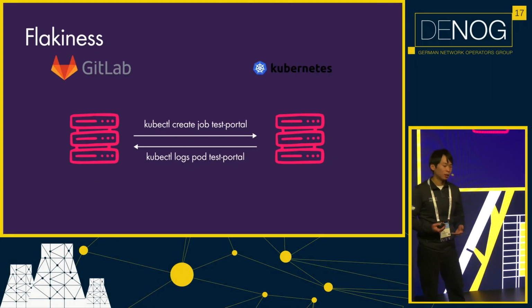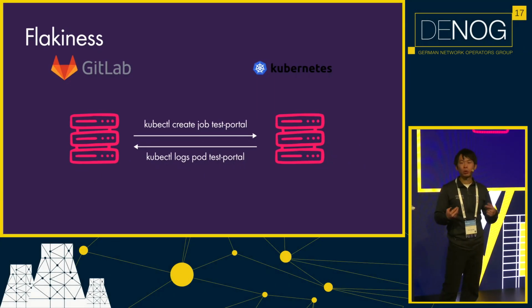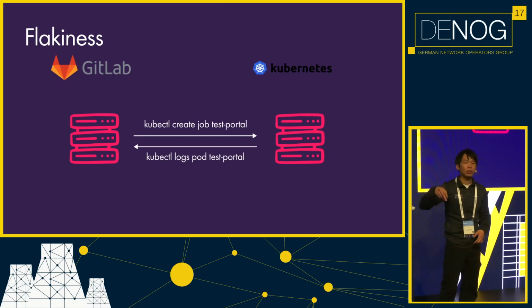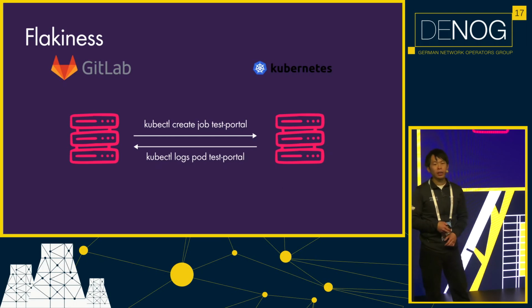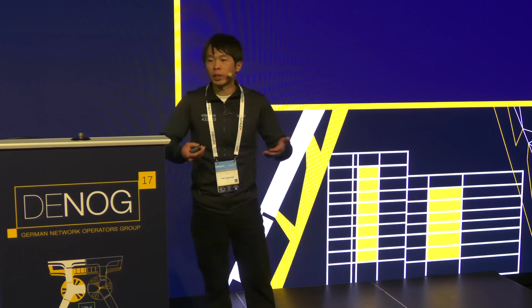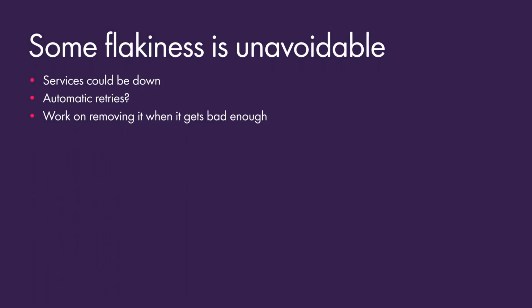So what we did was, instead of having the tests run from GitLab to Kubernetes, we just schedule a job on Kubernetes that runs the test. So things are running within the cluster, and then you wait for it, and after a while, you get the results back. And that's it. What we're trying to say is we just want to get rid of this sort of flakiness. But of course, you cannot control all of it. Some of it will always be there.